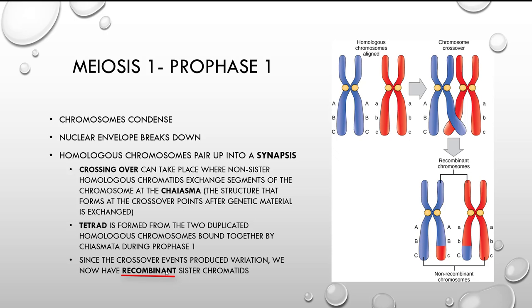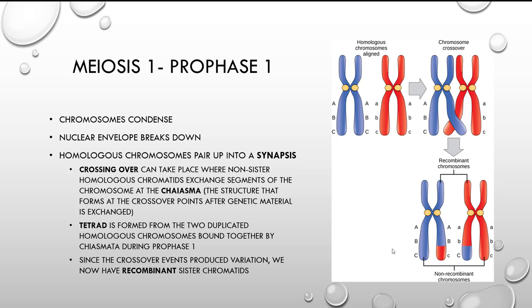Okay, so recombinant just means reshuffling of the genes. So this sister chromatid right here is considered a recombinant chromosome. This sister chromatid here is also considered a recombinant chromosome because it's got a reshuffling of the genes from another chromosome. This one right here is all blue, so it's non-recombinant. It's original. This one over here is all red. This is non-recombinant. It's original. So think of recombinant as reshuffling of the genes.